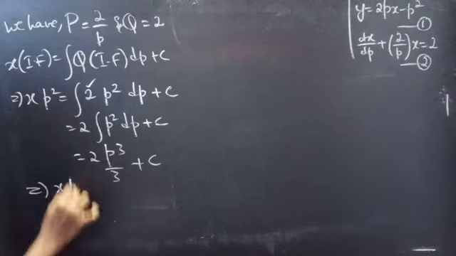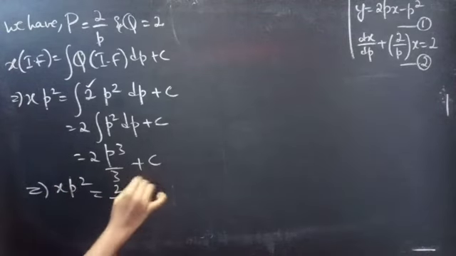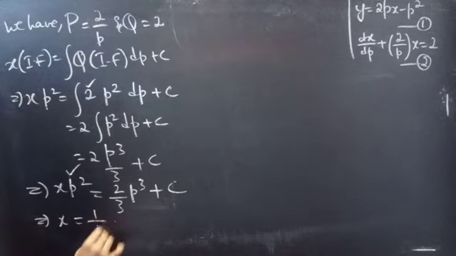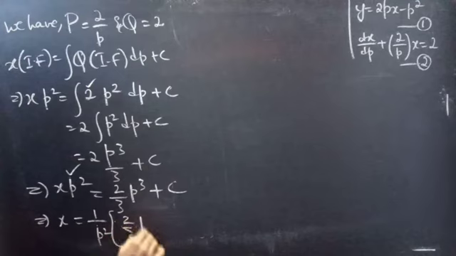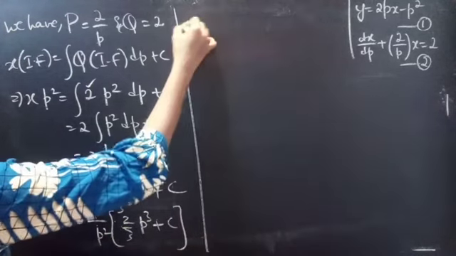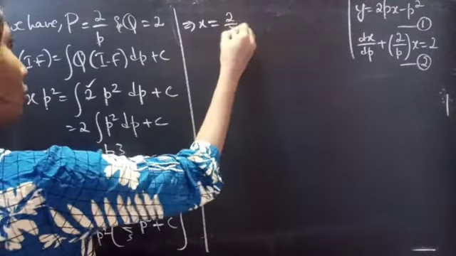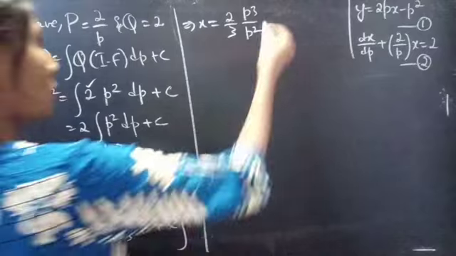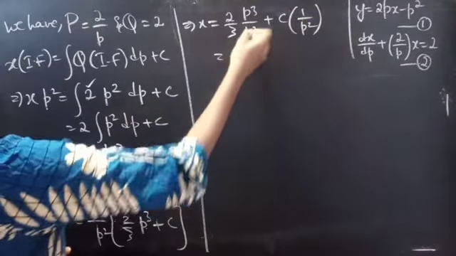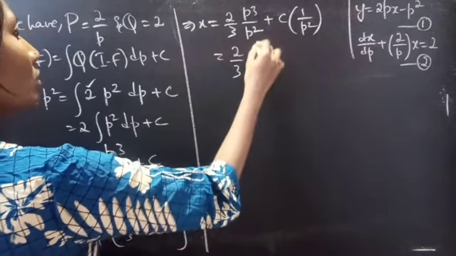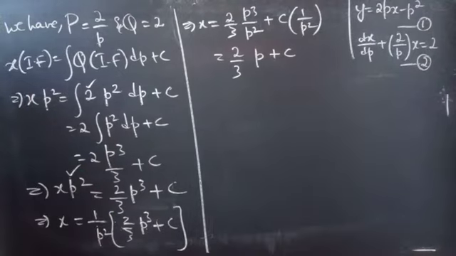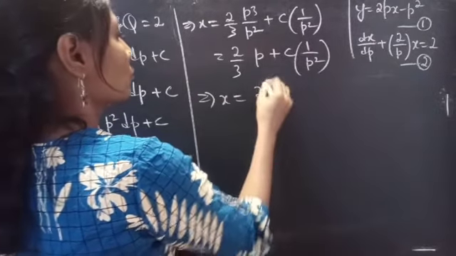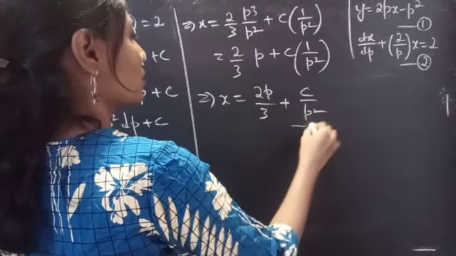Or we can write this term as 2 by 3 into p cube. Okay. Now take this p square to the RHS, we'll get x equals 1 by p square into 2 by 3 into p cube plus c. From this we'll get x equals 2 by 3 into 1 by p square into p cube, which is p cube by p square, plus 1 by p square into c, or c into 1 by p square. So here 2 p's get cancelled from the numerator and the denominator, so we'll get 1 p plus c into 1 by p square, or x equals 2p by 3 plus c by p square. Consider it as equation 3.